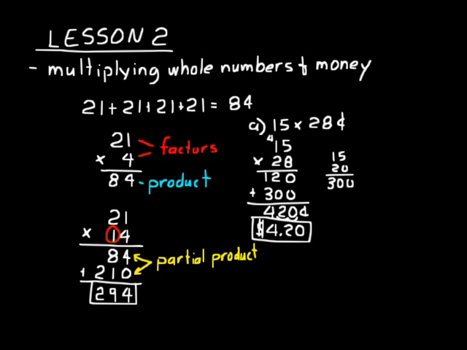Let's try one more. Let's do 0 times $1.53. Now, any number times 0 is 0. So always an answer like that or a problem like that, the product will be 0. Anytime you multiply another number by 0, the product is 0.